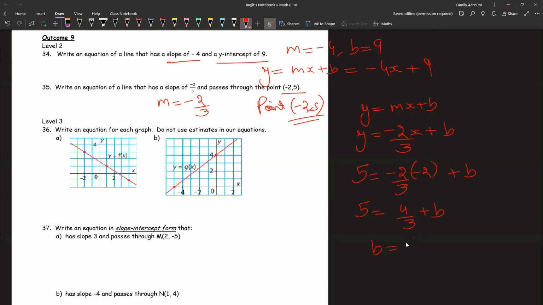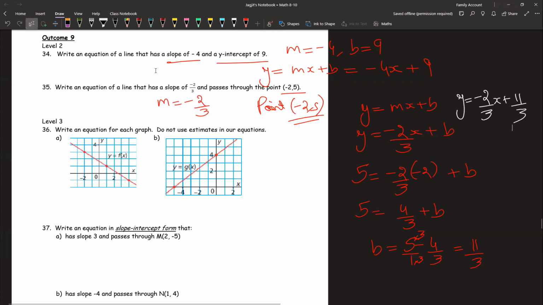So your b value will be 5 minus 4 over 3. Get the common denominator. So times this by 3, times that by 3. 15 minus 4, which is 11 over 3. So now you have your equation. Y is equal to minus 2 over 3x plus 11 over 3. We had to do all this work because we wanted to write this as a slope-intercept form. The question did not say that, but they could have very well said, write the equation in slope-intercept form.